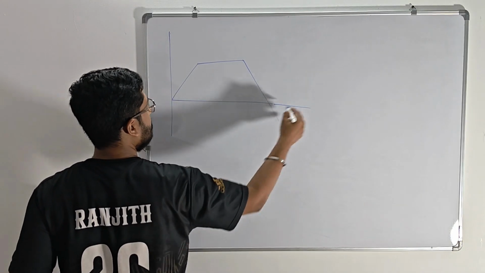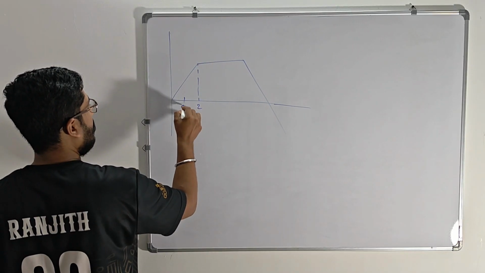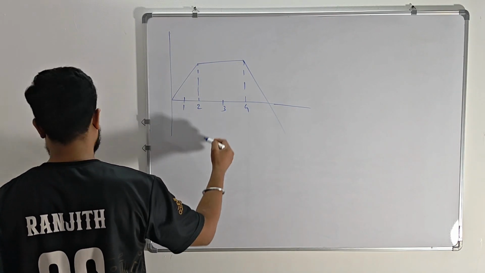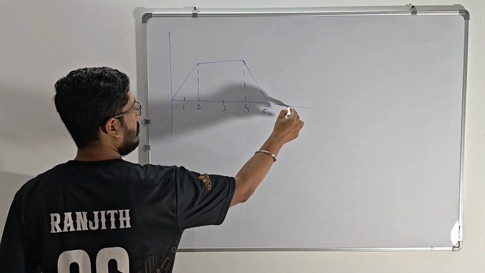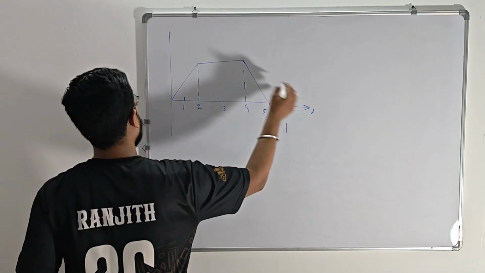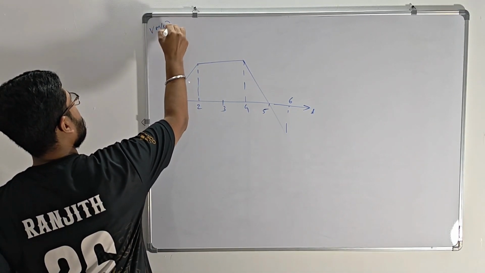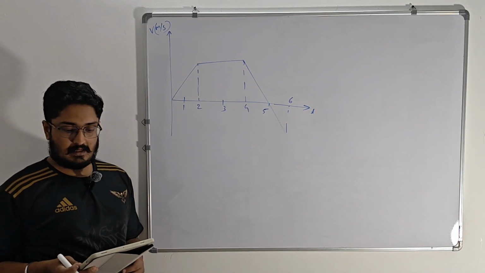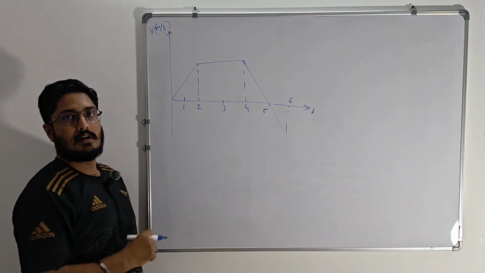Okay, this is the graph. The time intervals they have mentioned are 1, 2, then this location is 3, 4, this is 5, and at this location we are having 6. Time is t, and here we are having speed as v meter per second. Now they are interested in finding the distance traveled from 0 to 6 seconds.